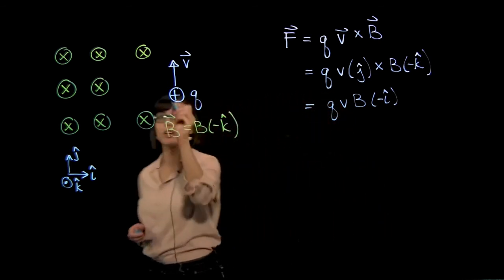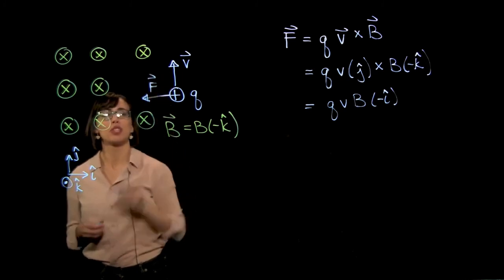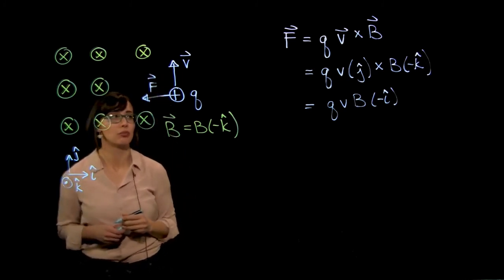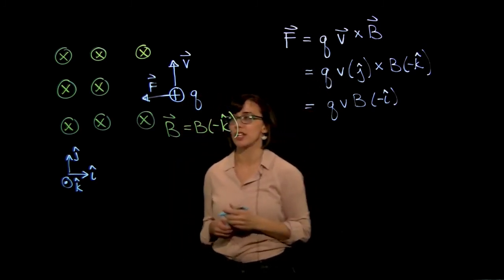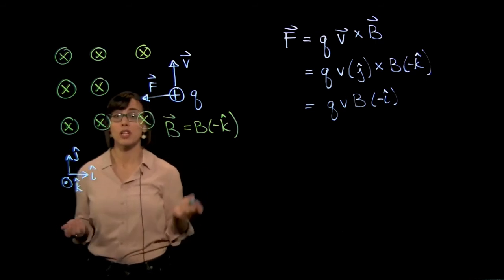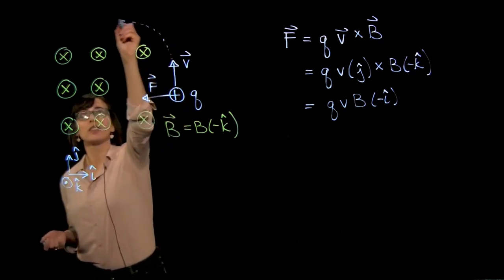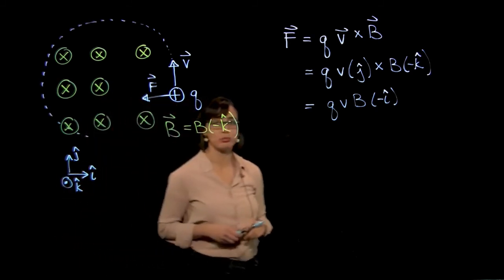So if I come back over to my figure, I see that my force is pushing me in the minus i hat direction. So what we have here is a force that is everywhere perpendicular to the velocity, and it's pointed off in the minus i hat direction. And so we know what that's going to look like. That is, it's going to look like a circular trajectory.